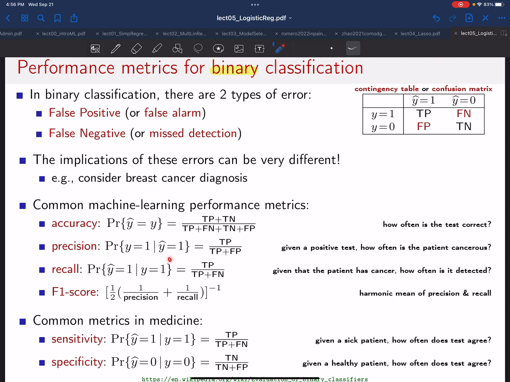Another way to look at it is recall, where you're flipping the conditioning. Now it's the probability y hat is 1 given y equals 1. So given that the patient has cancer, y equals 1, how often is it detected? And here we can think about it, this conditioning y equals 1 is sort of like saying focus on this row of the table and then look for the fraction of this over the total. So that's where we get this.